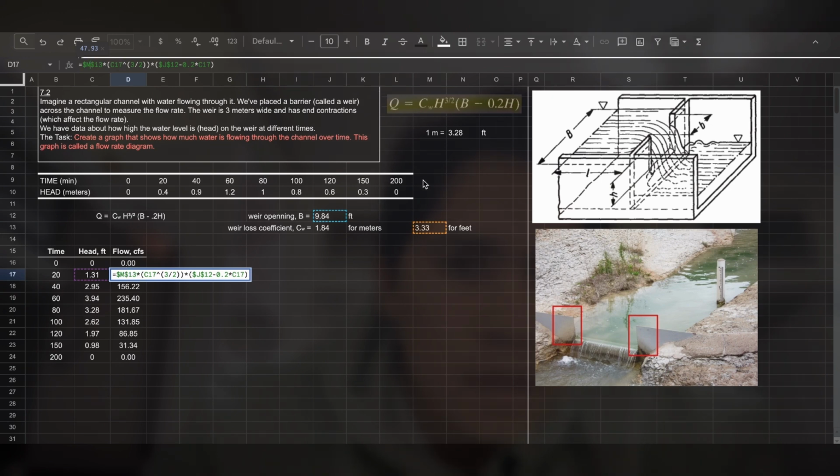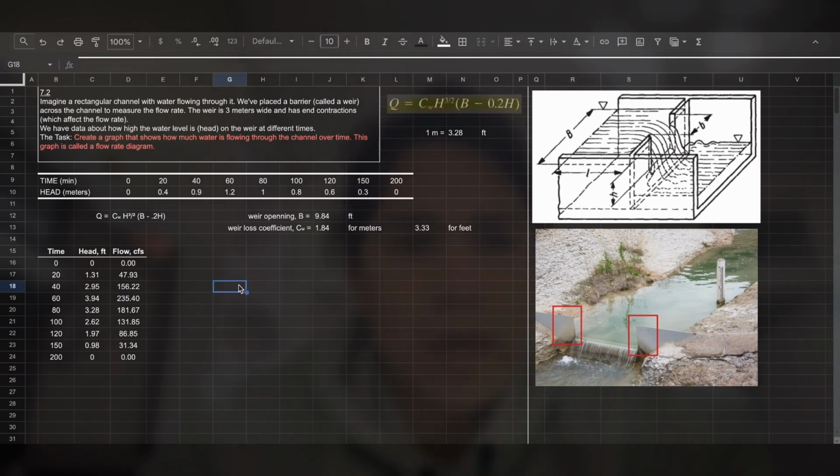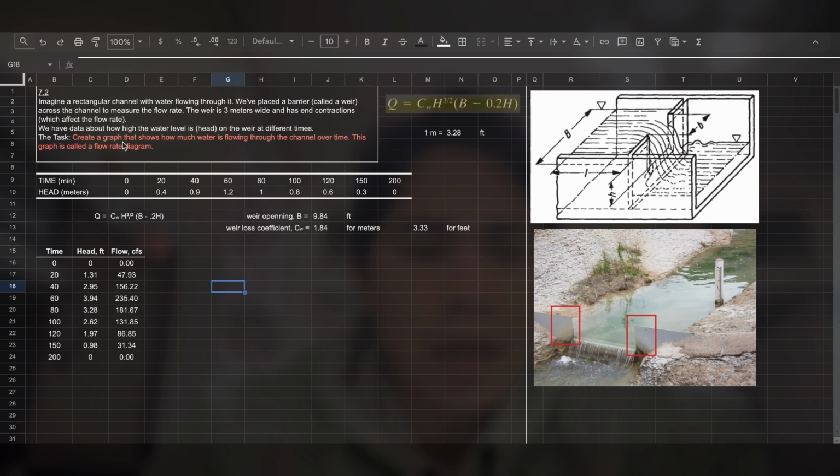And C13, that's the coefficient. C17, that's the head value, to the 3/2, times J12, which is the opening, minus 0.2 H, which is the head again, C17. Okay, and that should be right. All we need to do now is create the graph.